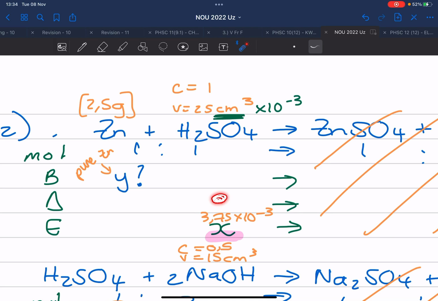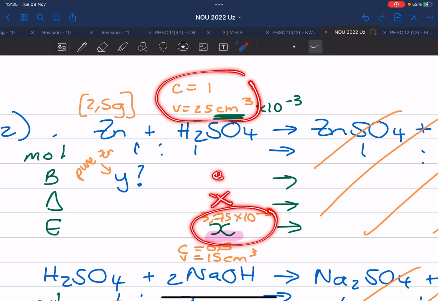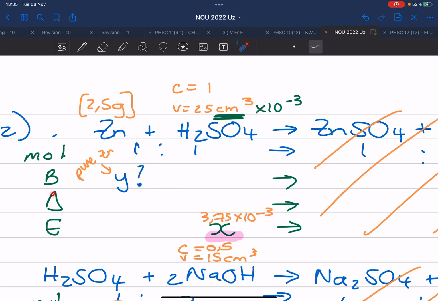Hoekom is dit belangrik? Why is that important? Because only the pure will react. So in this change, in what reacted en wat gereageer het, gaan net my suiwer wees. So if I know what is here at the beginning, I know what is at the end, dan weet ek hoeveel het gereageer. If I know how much will have reacted, then I know how much of this has reacted. En dan weet ek hoeveel was suiwer, and then I know how much was pure. Okay, want onthou, this that reacts is only the pure reacts. Net die suiwer gaan reageer, nie die onsuiwer nie.